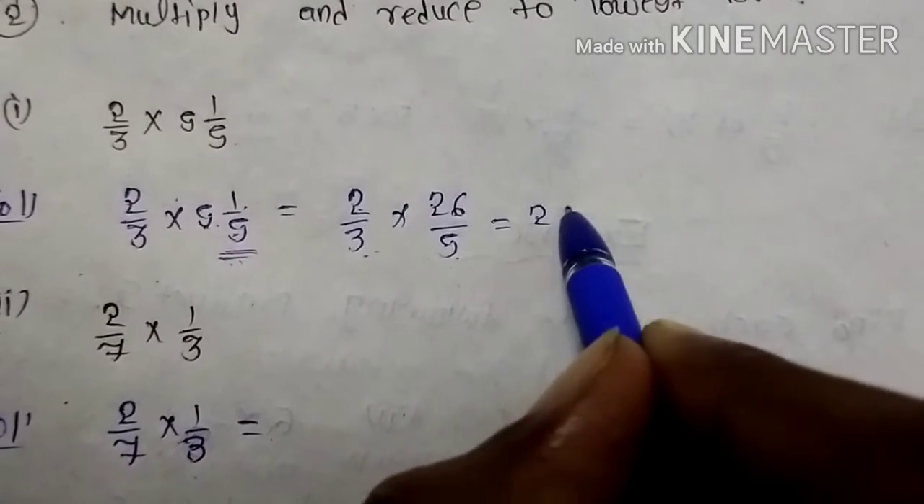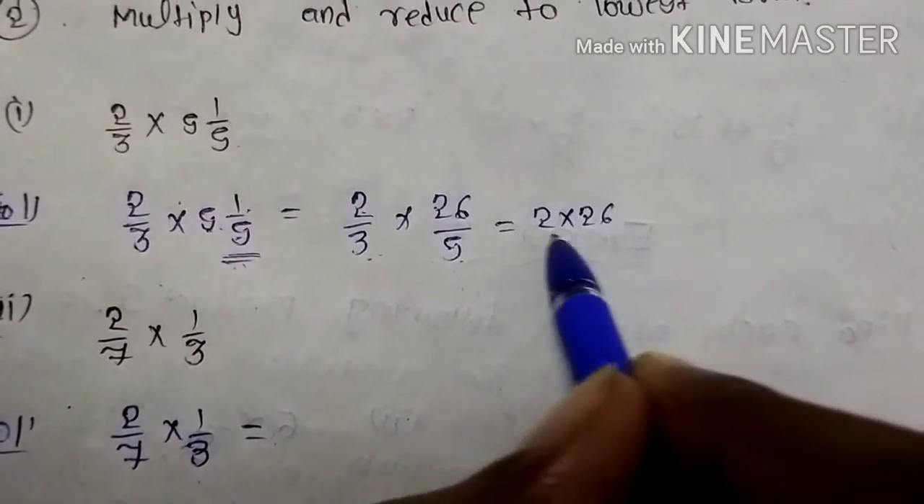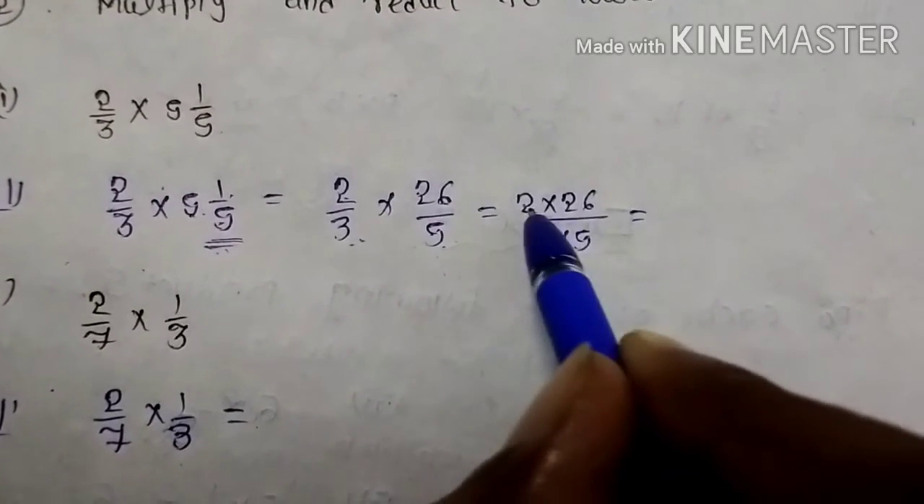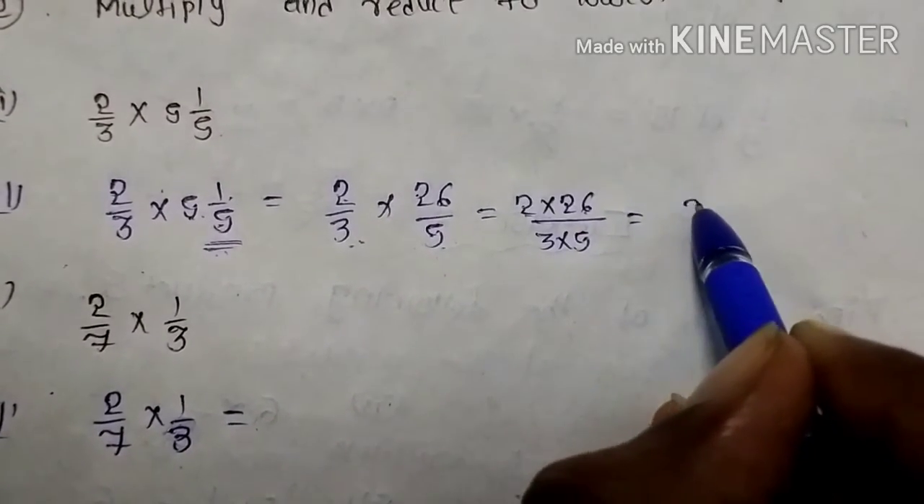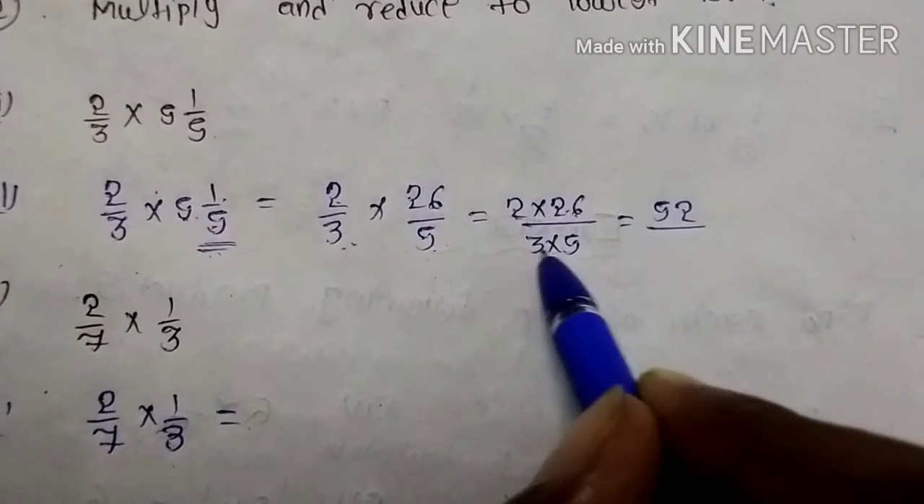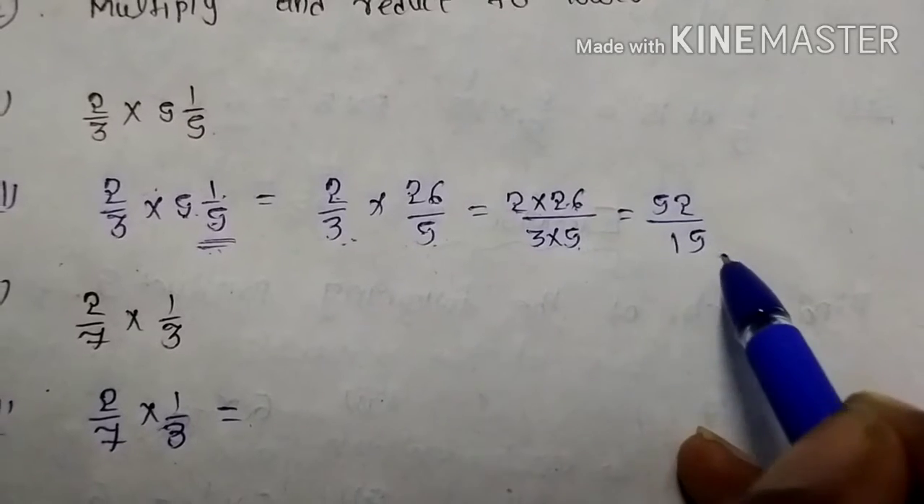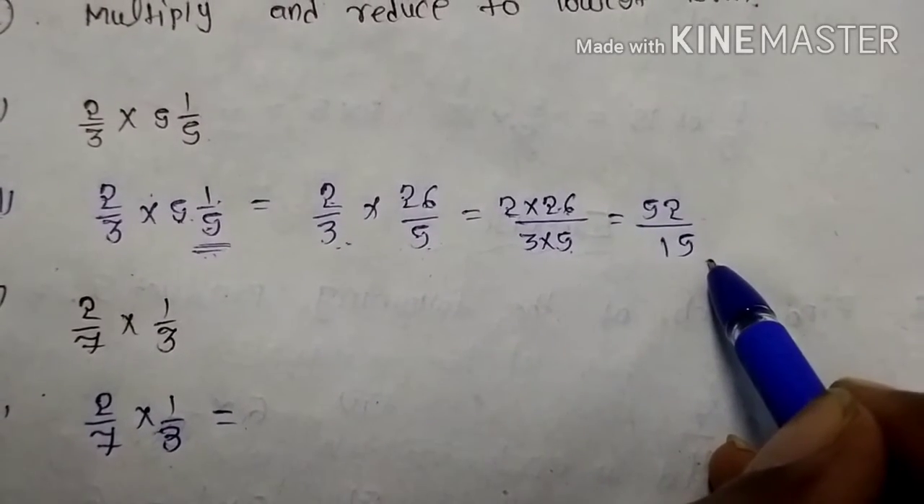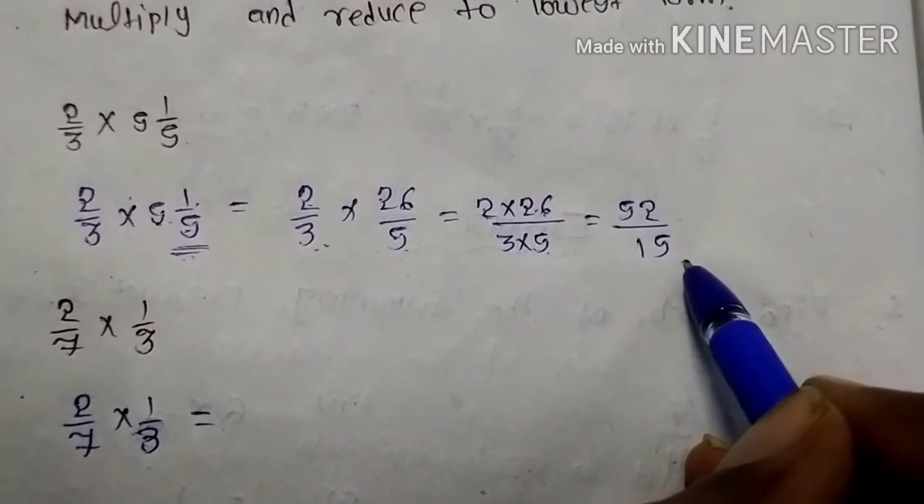That means you can write here 2 into 26 by 3 into 5. Next, 2 into 26 means 2 6s are 12, 2 2s are 4, 4 plus 1 is how much? 5. That means 52 by 3 into 5, which is 15. Now observe: 52 by 15 is an improper fraction or not? Yes. So you can convert it into a mixed fraction.